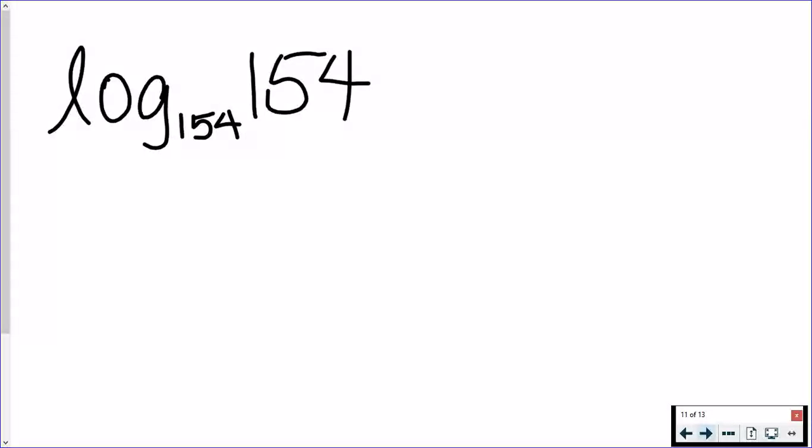And I've already done one like this where the bases match, but just one more reminder, it doesn't matter what number they are, as long as they match, as long as this matches this, the answer is 1.